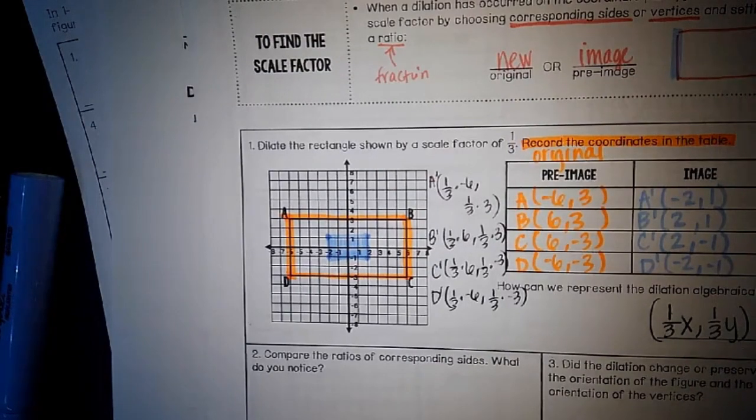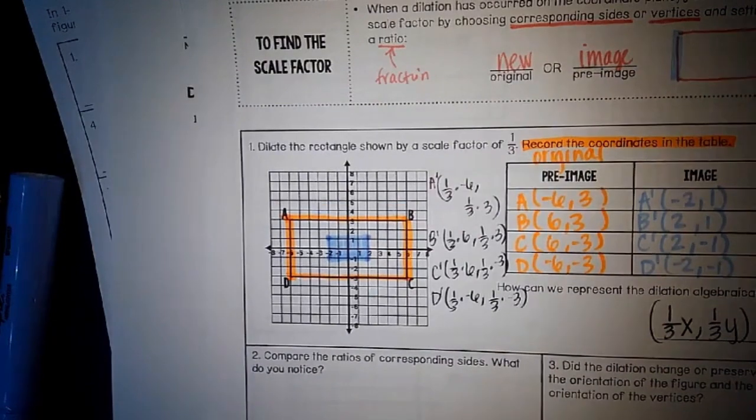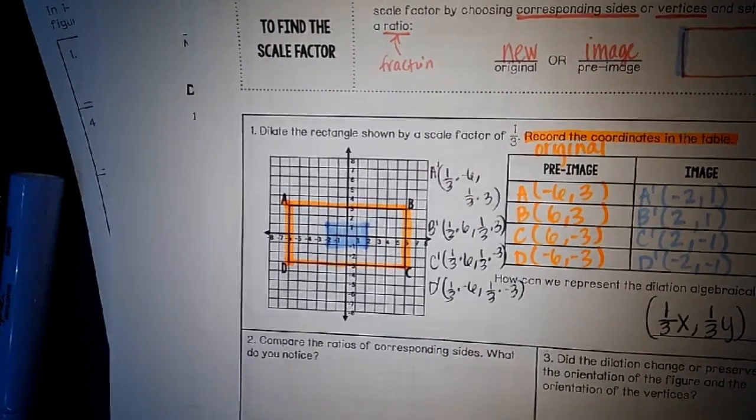Okay, so for this one, I want you to develop a logical explanation of why the corresponding sides changed the way that they did. I know it says compare the ratios of corresponding sides. What do you notice? But Ms. Gode wants you to understand this question. Develop a logical explanation of why the corresponding sides changed the way that they did.